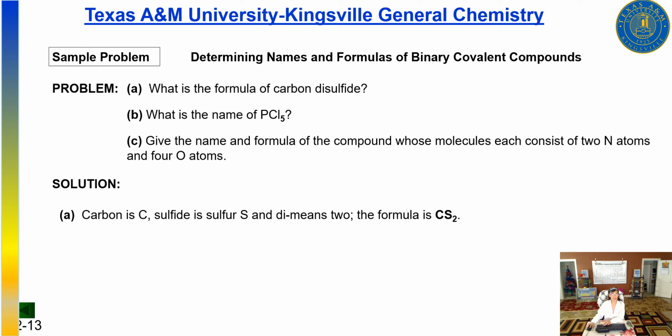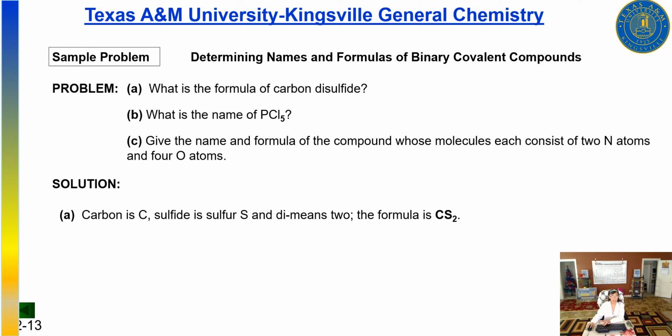Our solution. The first one, carbon. Carbon is C in the group 14 or 4A. Sulfur, sulfide, sulfur is in your group number 6. Therefore, sulfur goes after carbon. Di, meaning you have 2 of them. So therefore, you write down C1 S2. So the number 1, you don't have to identify it. CS2 is the formula for your carbon disulfide.